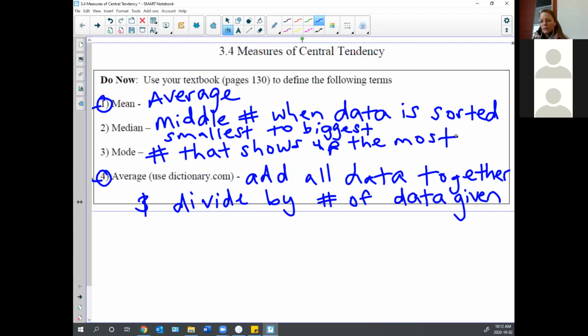So if you have 10 numbers that are the same, and that one is the most that's represented in your set of data, that's the mode. So mode, most, median, middle, and then mean is the hard one. It's just your average.